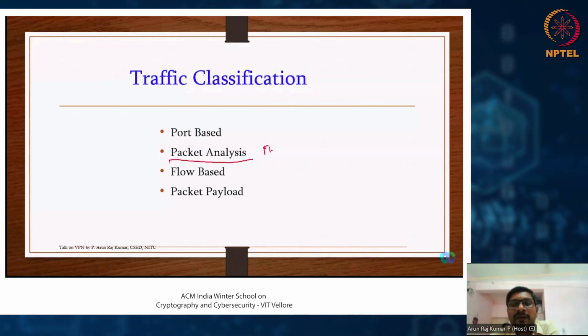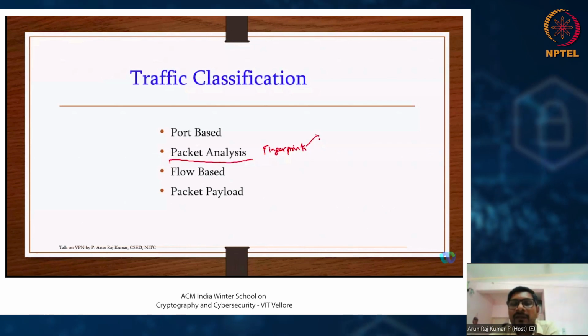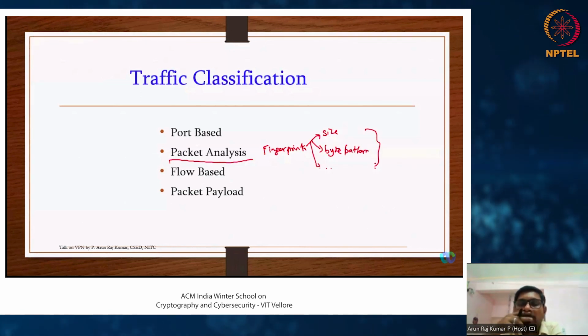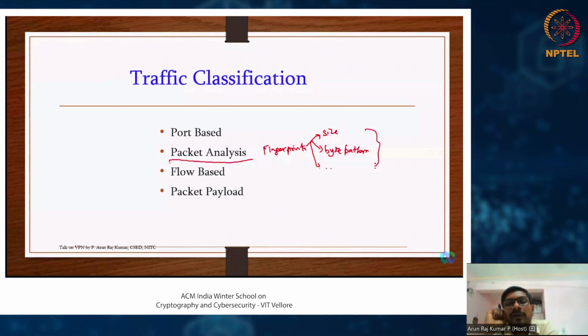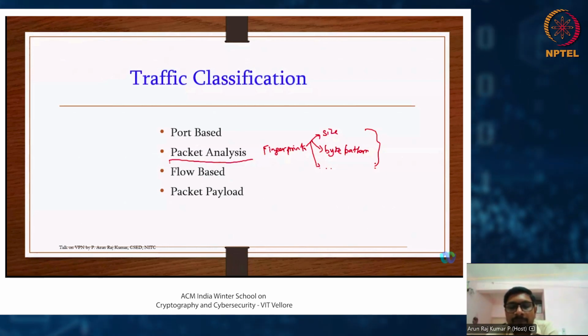They also call these fingerprints. They may have the size of the packet as one feature, or a byte pattern. Like this, they may have multiple features. All of these they call a fingerprint to detect whether this is VPN traffic or normal traffic. So to classify the traffic, whether it's VPN traffic or normal traffic, they use this type of fingerprint.